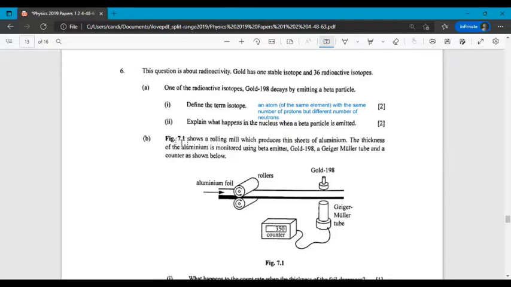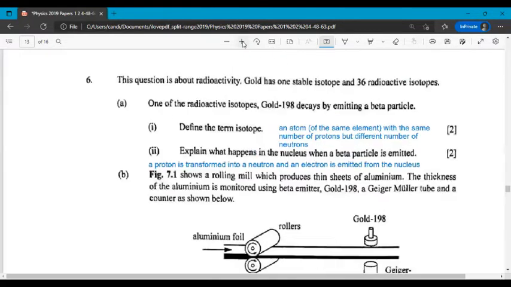Okay, so we can write that very simply. A proton is transformed into a neutron, and an electron is emitted from the nucleus. Okay, very simply. So 2 things. Your 2 points. Number 1, a proton is transformed into a neutron. That's 1 point. And an electron is emitted from the nucleus. That's your 2nd point.